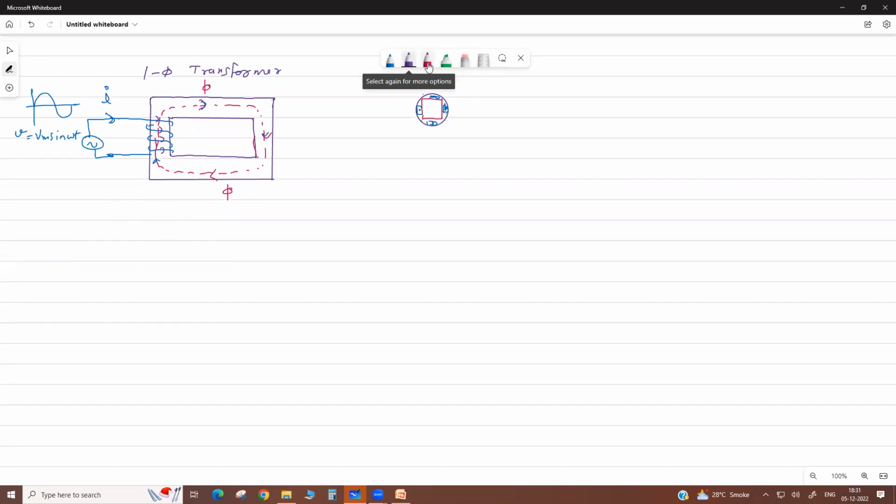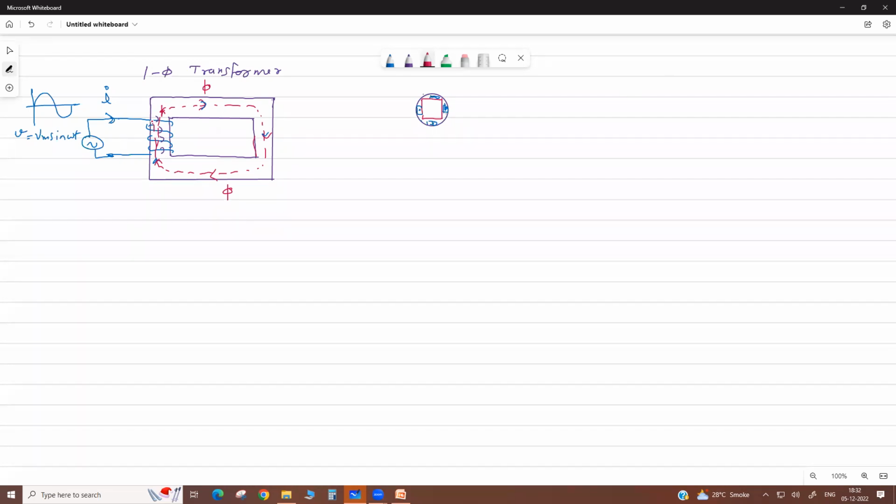Now, how is this direction upward here? By the right hand thumb rule, if we hold the coil in your right hand, the direction of your fingers represents the direction of current, then your thumb indicates the direction of the magnetic field of flux. So your field is here upward. Then it circulates within this core because it has a low reluctance path.